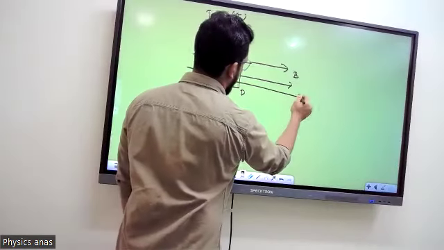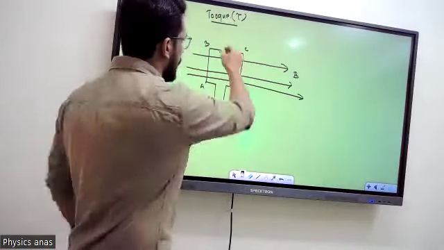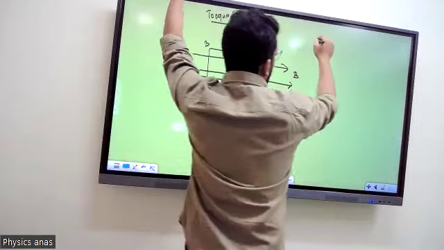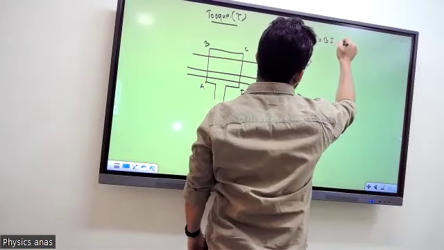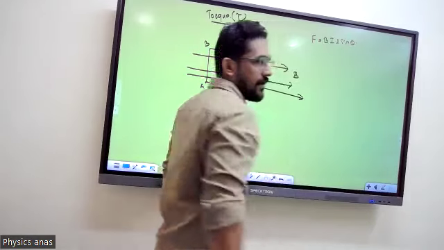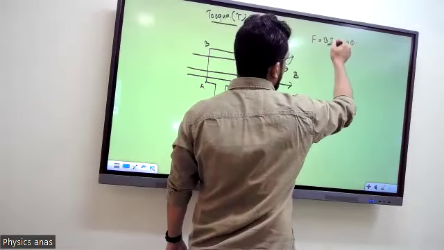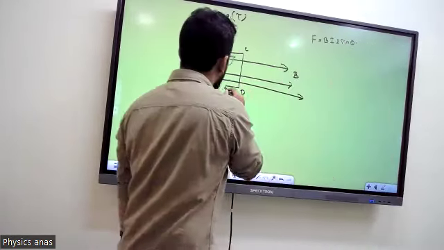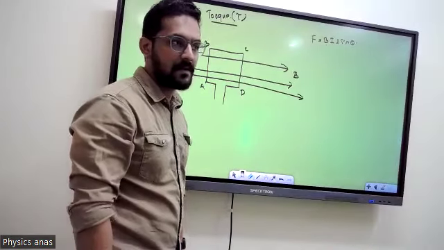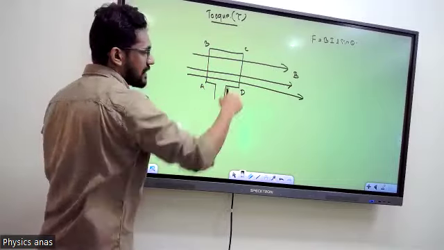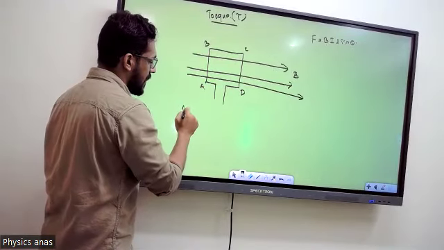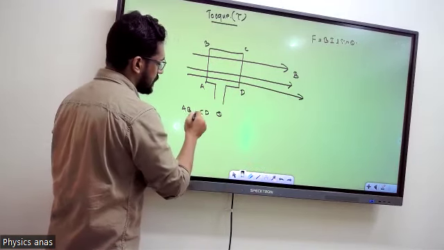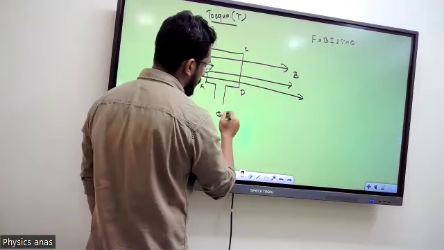Just look at AD and BC. AD and BC are parallel to the magnetic field. The equation for force is BIL sine theta, right? If L and B are parallel to each other, then theta is equal to 0 and there will not be any force on AD and BC. Right? But what about AB and CD? For AB and CD, theta is equal to 90 degrees.